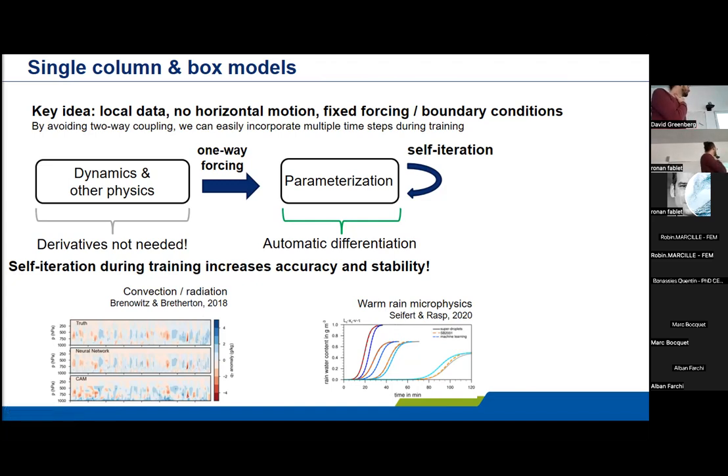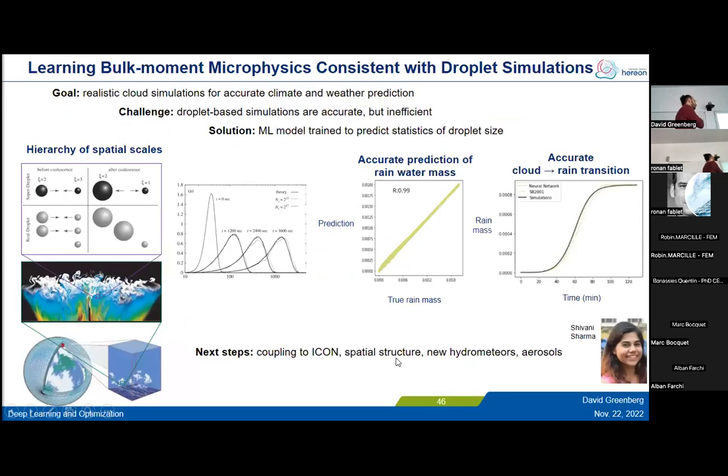Here, they didn't do self-iteration during training, but they did at least go back and show that when you couple the trained model to itself, it doesn't reproduce the right time scales for the conversion of cloud to rain droplets. So we wanted to ask, can we do better than that? This is, I think, one of the most appealing processes to emulate in atmospheric models, because the really accurate representation is extremely costly.